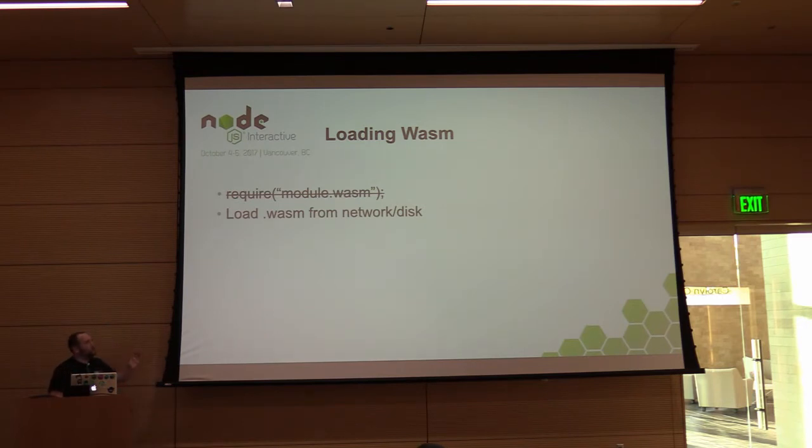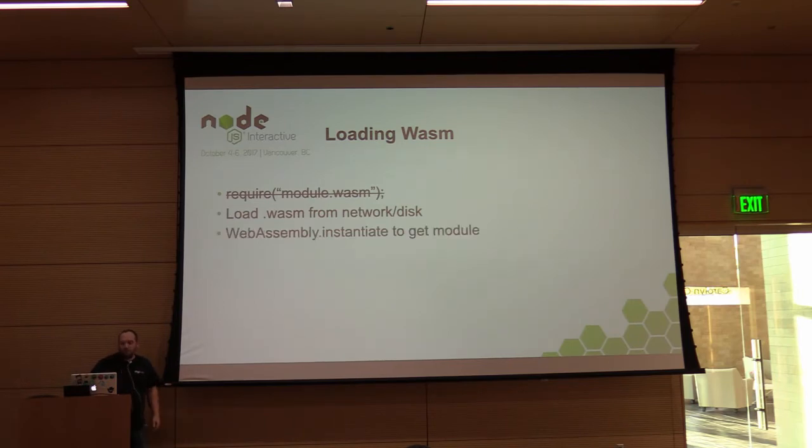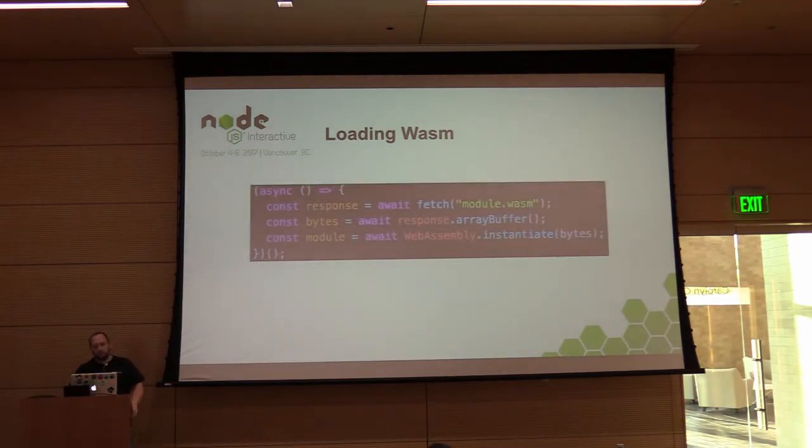So what we have to do is load the bytes from the disk or the network, and then there's a JavaScript API to go ahead and compile that into a module. You have this global object called WebAssembly, and that's just going to be in your browser. And it has instantiate. I'm going to show you an example of how to do this.